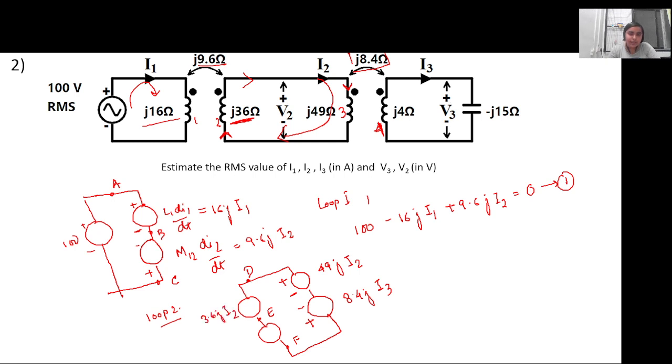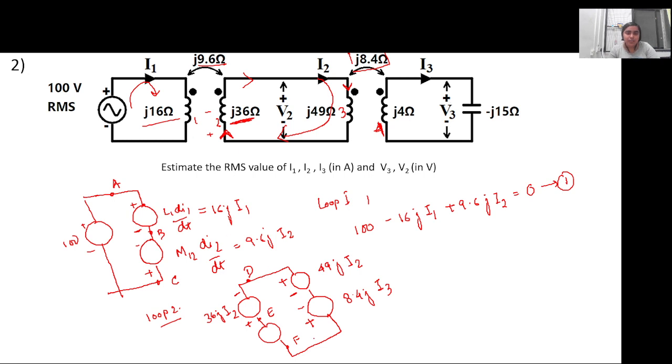Now tell me what will be the sign of D? Minus, yes. Because current is entering through this direction, the voltage drop will be like this, so this is plus and this is minus. Madam, is it 3.6 or 36? Oh, sorry, it is 36, right? So 36. Thank you.